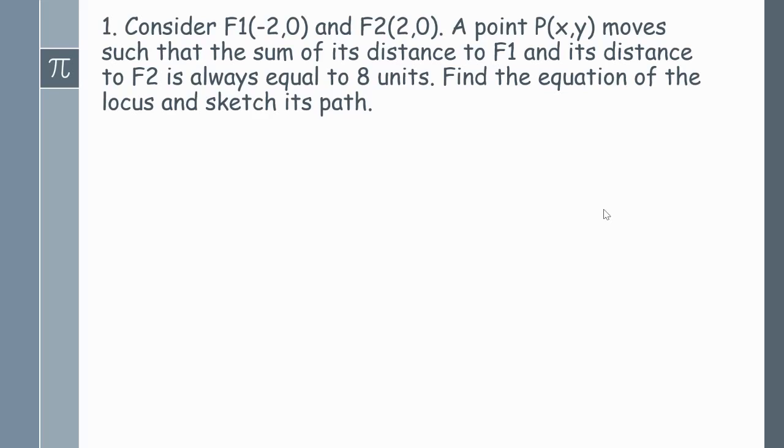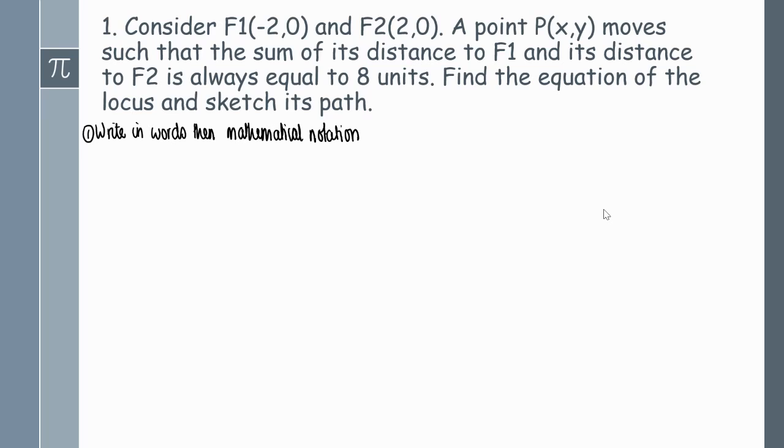First question. Consider that we have 2 focus points, F1 and F2. A point P, xy, moves such that the sum of its distance to F1 and its distance to F2 is always equal to 8 units. So we think this is going to form an equation that looks like an ellipse. So as always, let's write this rule that we've been given in simple words and then incorporate more mathematical notation.